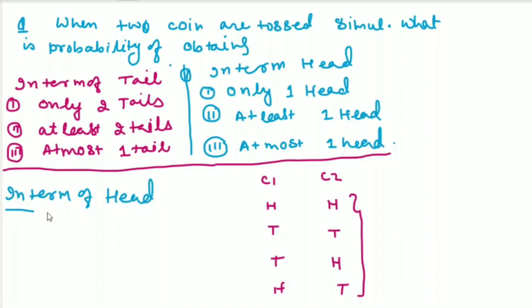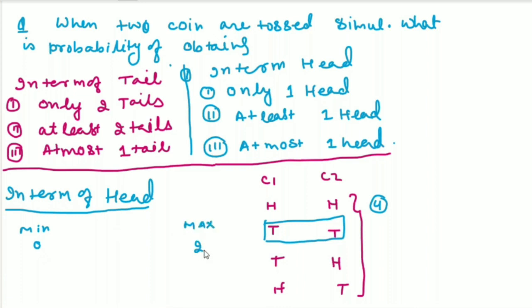What is the minimum number of heads possible in the entire outcome, guys? In this outcome of 4, what is the minimum number of heads possible in one case? Minimum number of heads possible is 0. Which case, sir? This case. If you see this case, there is no head. So the minimum number of heads possible here is equal to 0. What is the maximum number of heads? Maximum number of heads is 2.